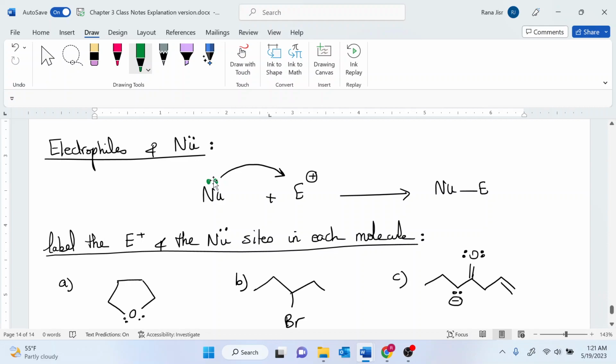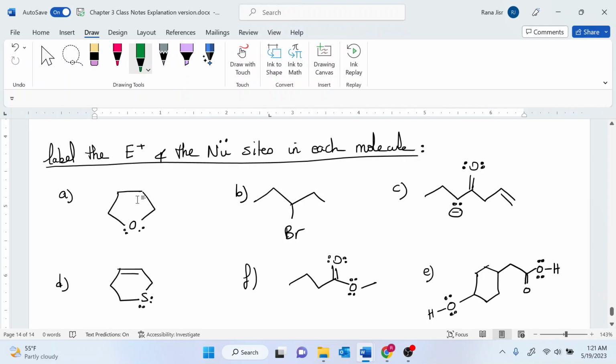Nucleophiles give electrons to electrophiles, or species that lack electrons. So the electrophile needs to have either a full positive charge, or it needs to be a partial positive that is created due to the direction of polarization. In this case, what you're making is a covalent bond between the nucleophile and the electrophile. So that is a chemical reaction.